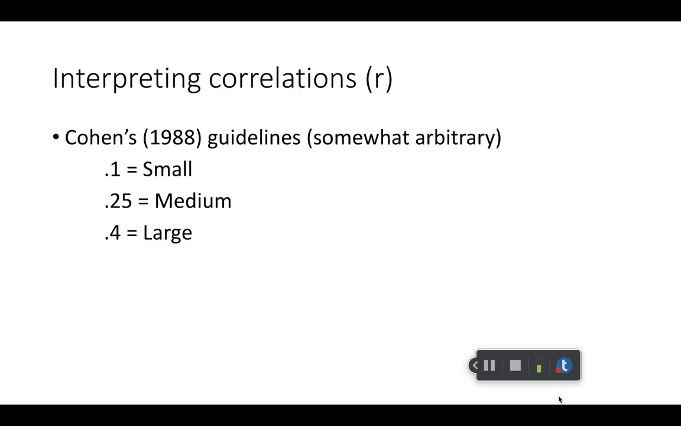So how do we interpret these correlations? The correlation coefficient is often represented with a small case letter r. And Jacob Cohen gave us some guidelines that are somewhat arbitrary but still widely used for interpreting correlation coefficients. In Cohen's guidelines, a correlation of 0.1 is small, a correlation of 0.25 is medium, and a correlation of 0.4 is large.